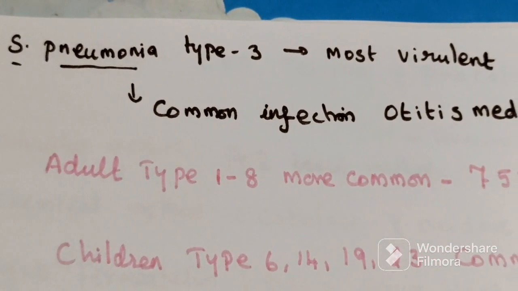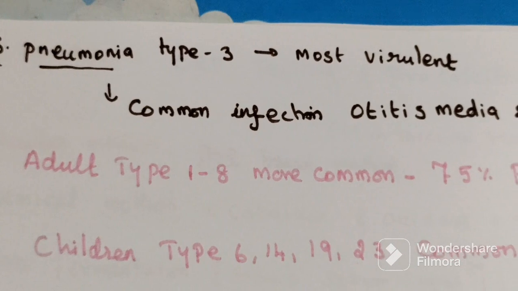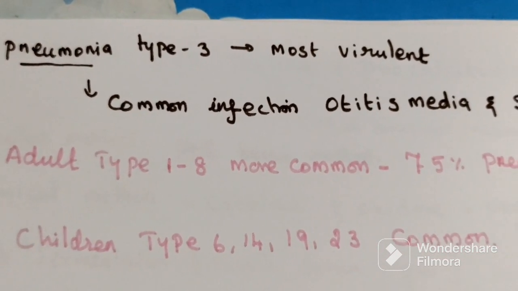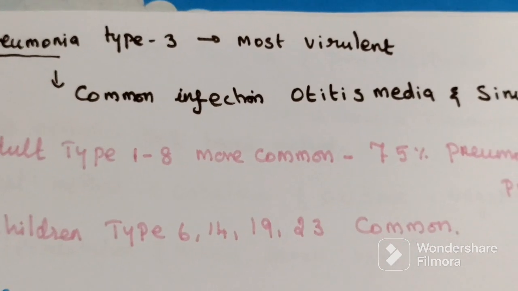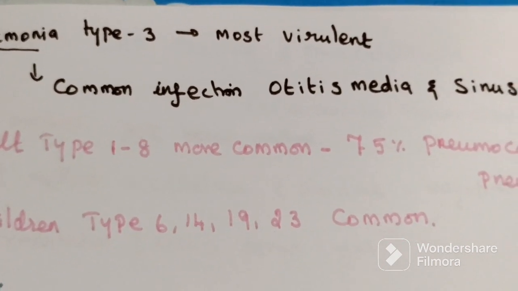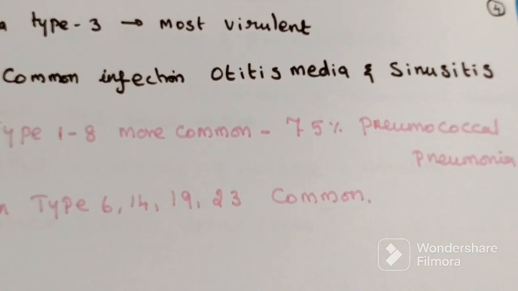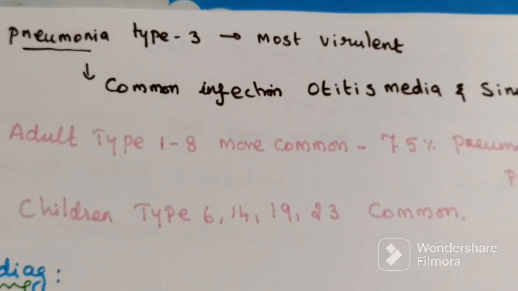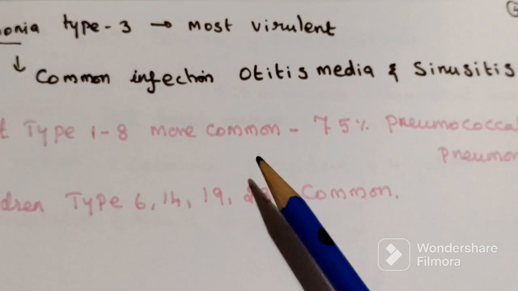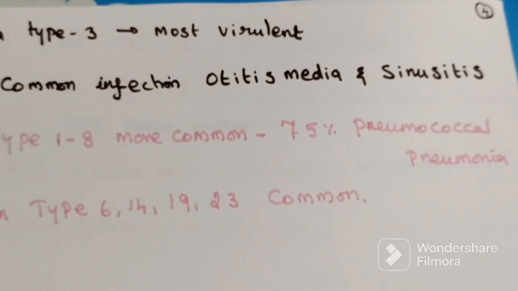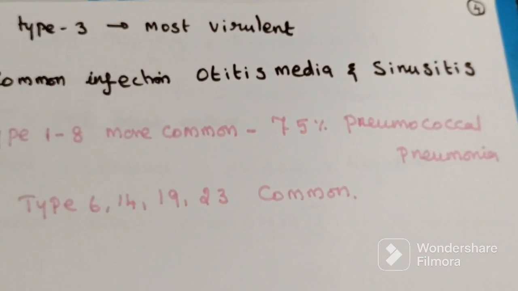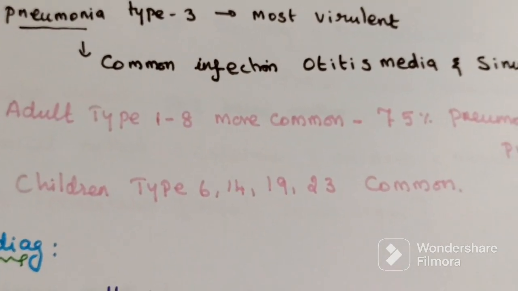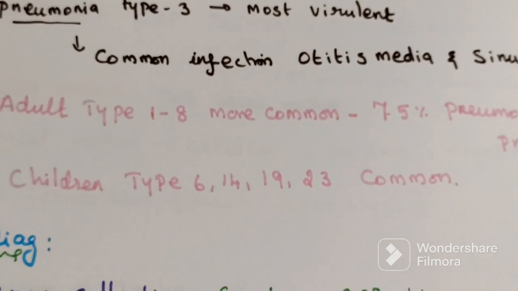Streptococcus pneumoniae type 3 is the most virulent strain. The commonest infections caused by Streptococcus pneumoniae are otitis media and sinusitis. In adults, types 1 to 8 are more common. They cause 75% of pneumococcal pneumonia. In children, types 6, 14, 19 and 23 are common.